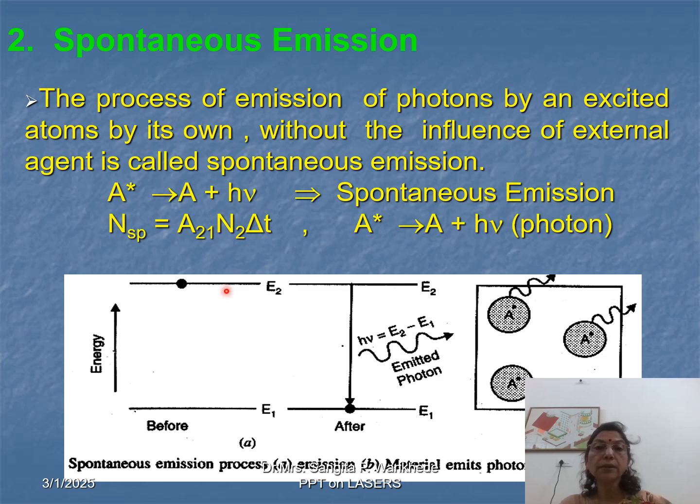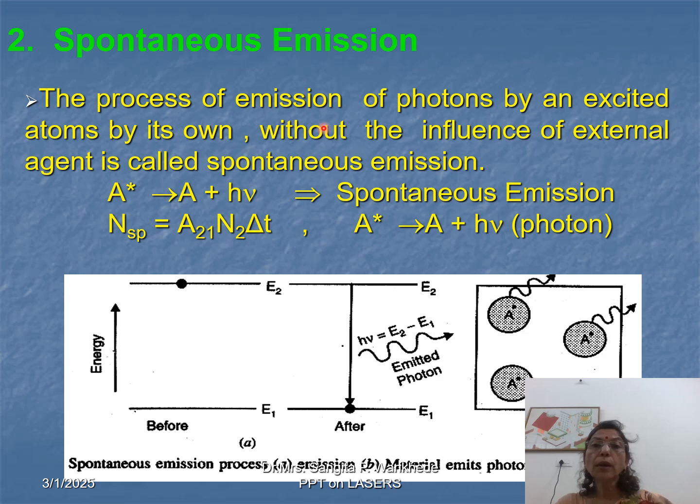It is an unstable state. So the atom will automatically come down before 10 raised to power minus 8 seconds, or after 10 raised to power minus 8 seconds. So it will come down spontaneously. This is given by A star = A + h mu. And how will you define it?